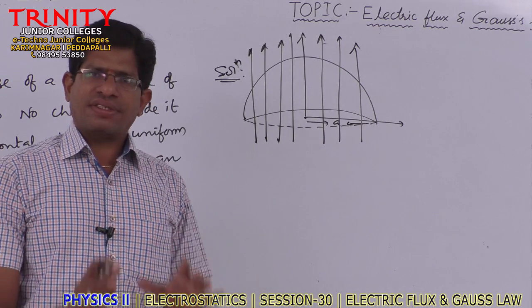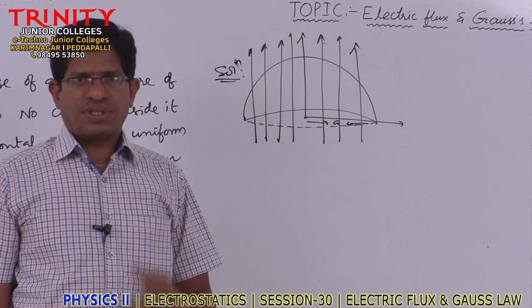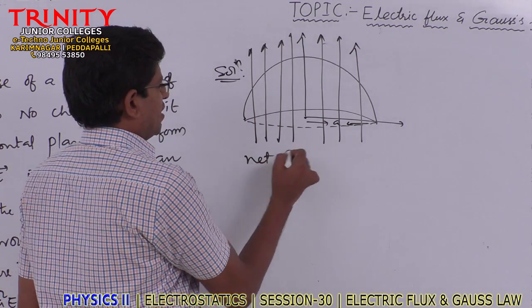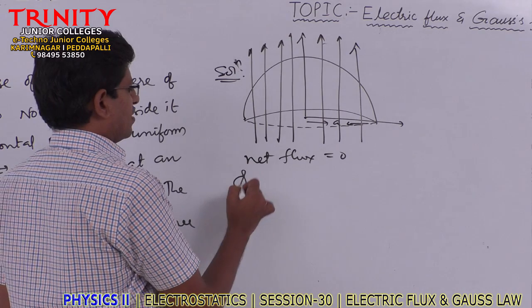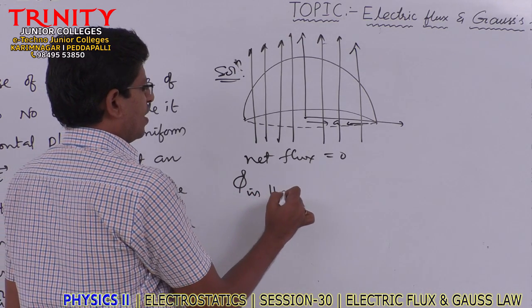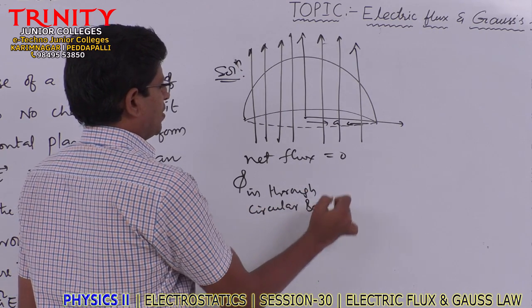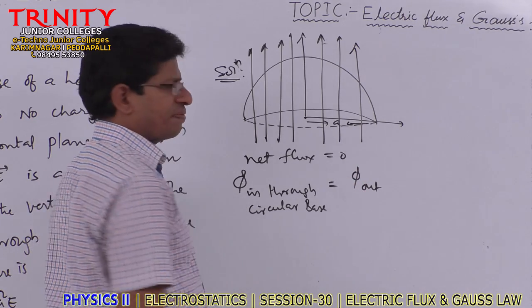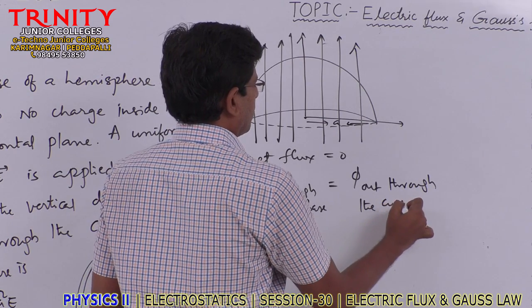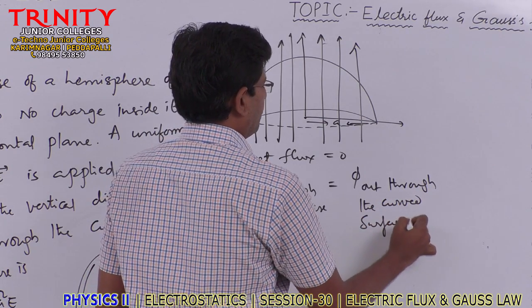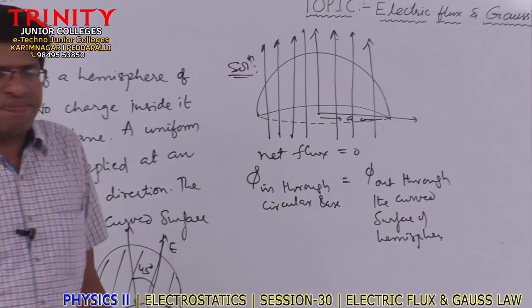What is the net flux here? Net flux is 0 because whatever the flux is coming in is going out as well. So I can say the net flux is 0. That means whatever the flux is coming in through the circular base is also equal to the flux out through the curved surface of the hemisphere. If you understand this point, that will be so simple.